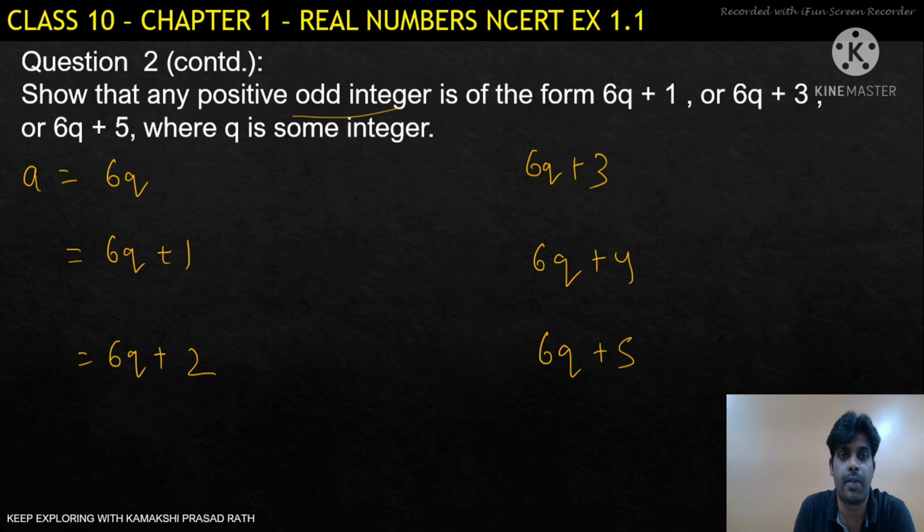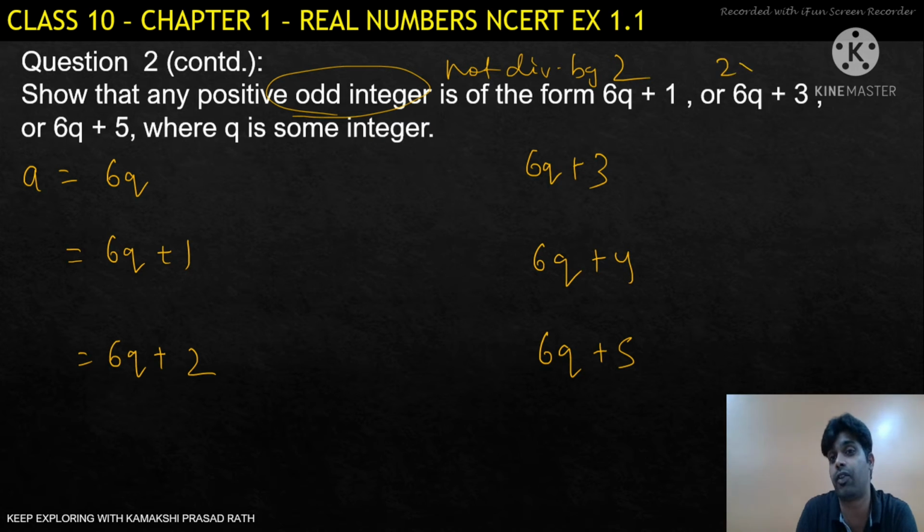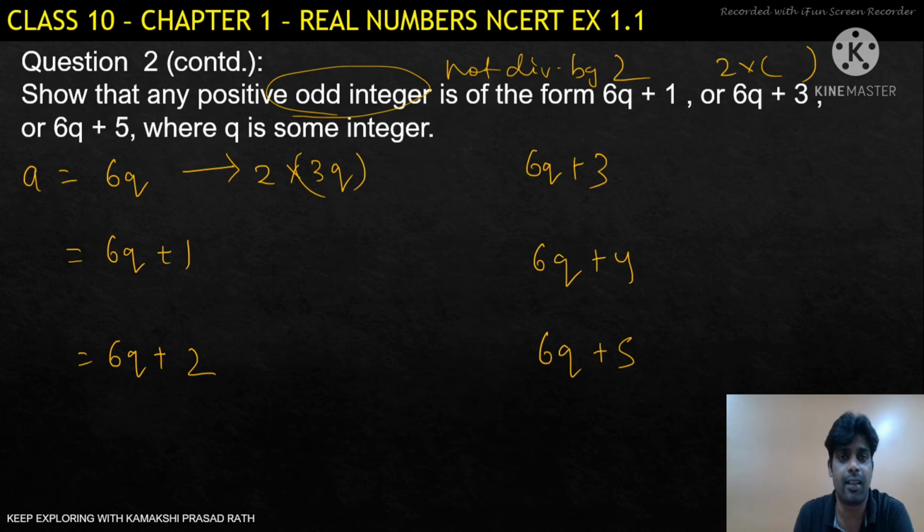First thing, we have to prove them as odd integers. Odd integers means it is not divisible by 2. That means we cannot write it in the form of 2 into something. Okay, let's see here. The first form you can see is 6q. Now 6q can be written as 2 multiplied by 3q. So as I said earlier, if I can write this in the form of 2 into something, it is always an even integer.